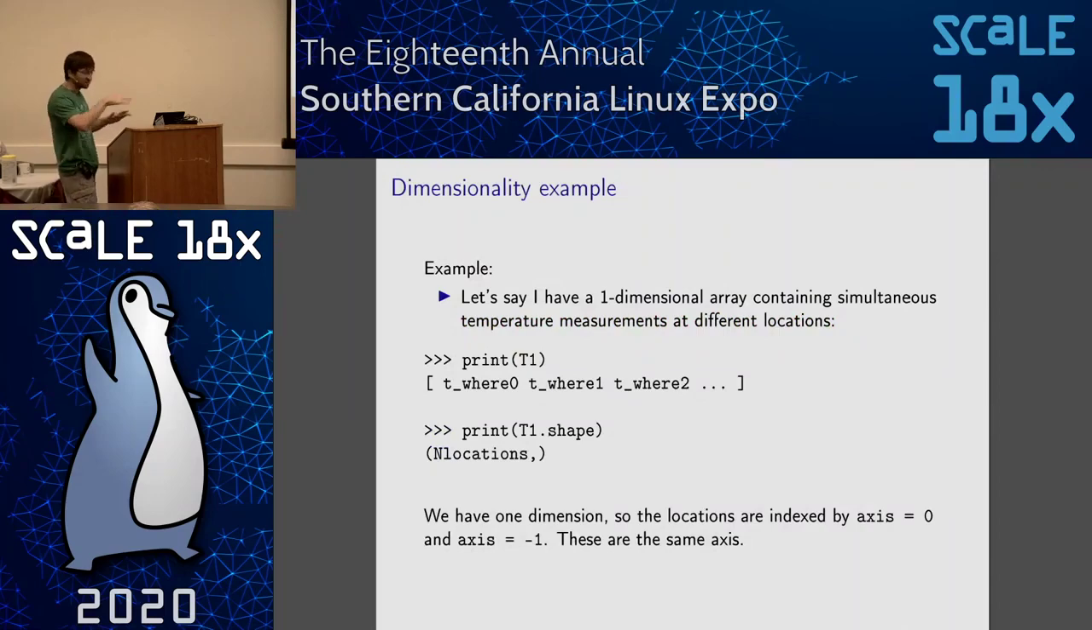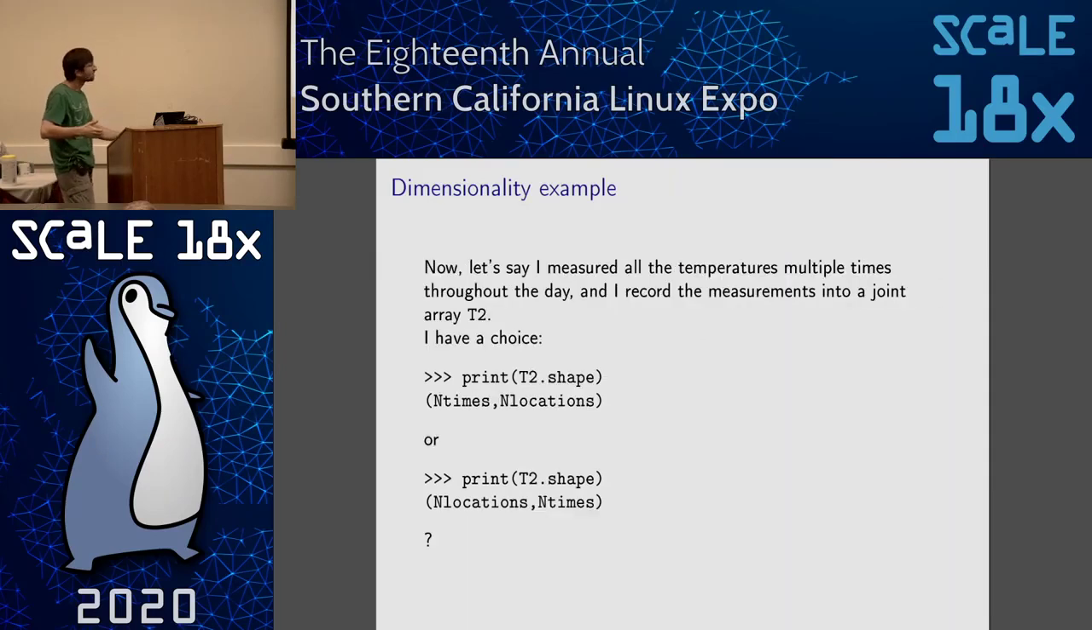So again, to hammer this point a little bit more, let's say you have a bunch of temperature sensors somewhere, and you put them into an array. So you have a one-dimensional array called T1 that has temperatures in different places. The shape of that is n locations, because that's how many sensors you have. This is a one-dimensional array, so the locations are indexed by axis equals 0, the first axis, and also axis equals -1. So this is one-dimensional, so it's the same axis. Now, let's say you extend this. So you have an array T2, which does the same thing, but over time. So now you have a two-dimensional array with locations and times.